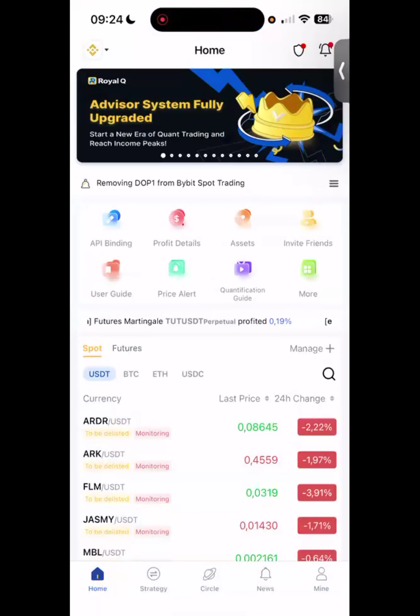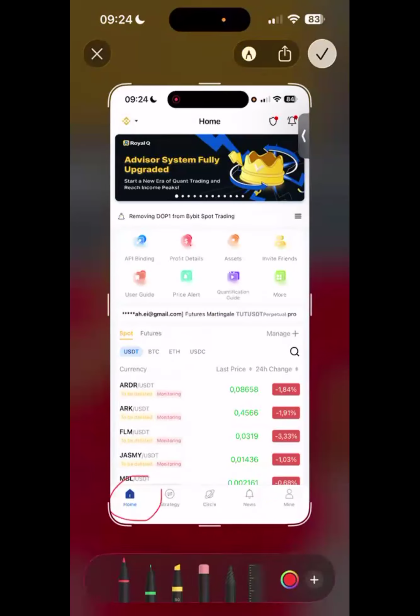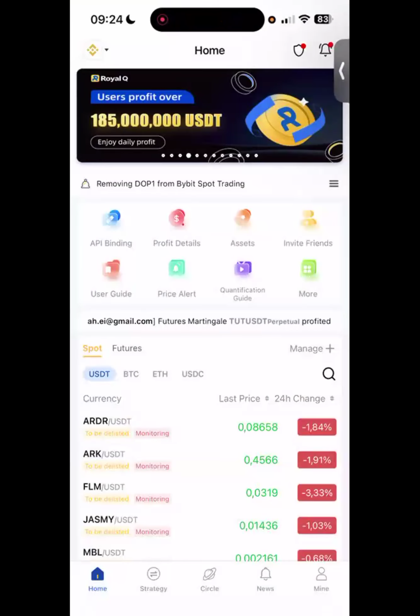All right. So this is how the RoyalQ app looks like. And below, you'll be able to see some beautiful features. Below, we have the home button, we have the strategy, we have the circle, we have the news, and we have the mine. Now, all these features have their own respective usage.